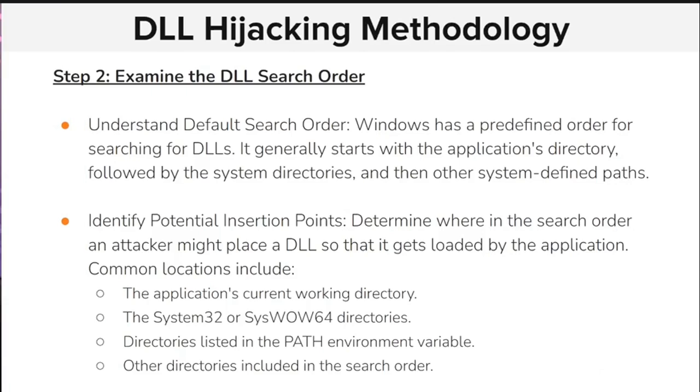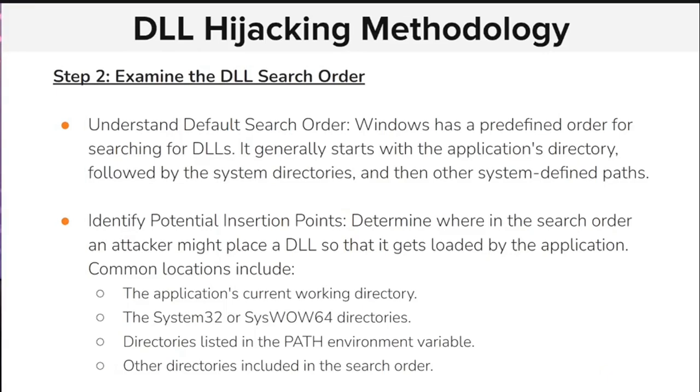And you're really looking for or identifying potential insertion points. You're determining where in the search order an attacker might place a DLL so that it gets loaded by the application. Some common locations include the application's current working directory, the system32 or syswow64 directories. But remember, whatever the directory is within the search order, you need to be able to make changes to it.